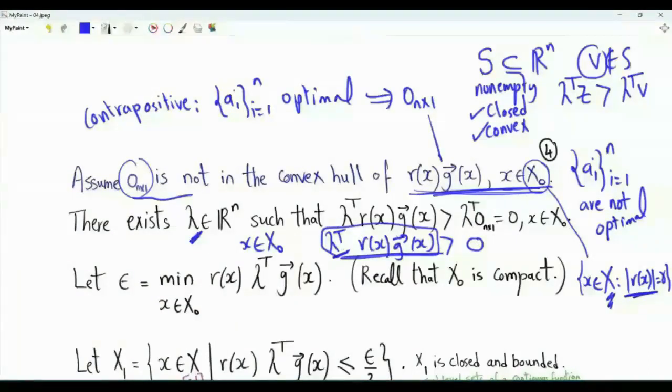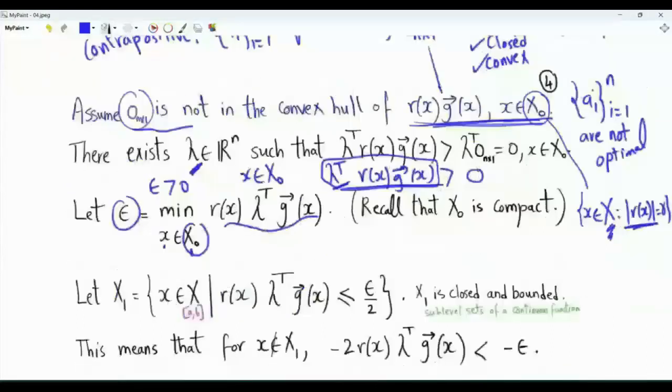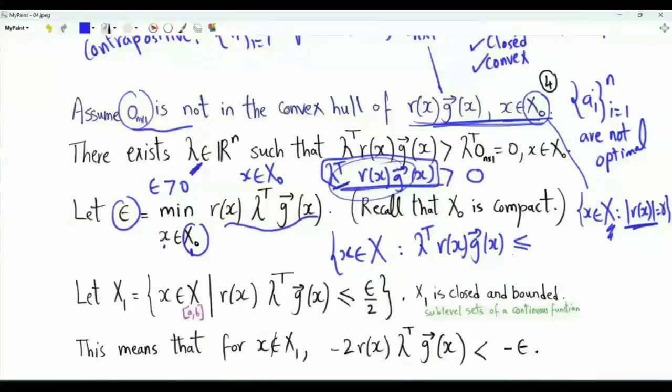Let's take the minimum of this function over small x in X0. Because this is a continuous function and this is a compact set, the minimum is achievable. Let's call it epsilon. Epsilon is strictly positive. Now let's define a new set, big X1. This is the set of small x in big X, our original compact set, such that this function here, lambda transpose Rx G arrow of x, is less than or equal to epsilon divided by 2.